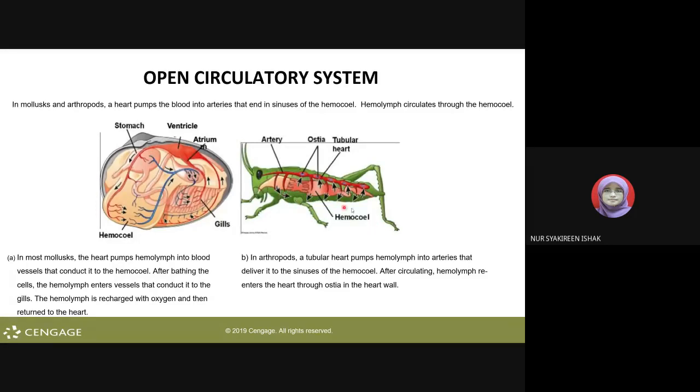So within the body cavity, you have the hemolymph. Okay, hemolymph. And then distribute all the gas, all the oxygen, all the nutrients throughout the body, and enters back into the heart through the ostia. Okay, ostia is opening of the tubular heart, where the blood will enter back into the heart. Okay, so in arthropods, a tubular heart pumps hemolymph into arteries that deliver it to the sinuses.